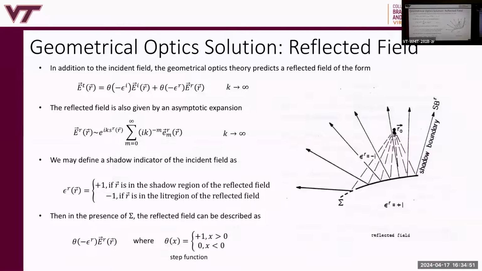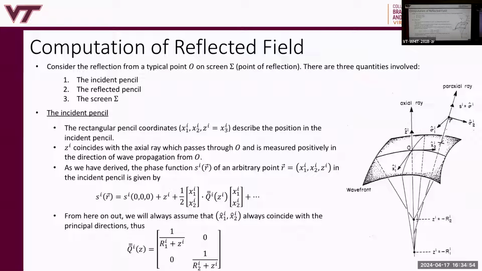Okay, good. Very nice. So now let's compute the reflected field. We know the incident field. Now we're going to compute the reflected field. All right, great. So consider the reflection from a typical point O on screen sigma. We'll call that the point of reflection. Here's point O, or that's a wavefront rather, sorry. The sigma refers to the scatterer. There are three quantities involved here that we have to define. The incident pencil, the reflected pencil, and the screen sigma, okay? We've done some of this already. So for the incident pencil, we're going to introduce the rectangular pencil coordinates, x1 I, x2 I, zI equal to x3 I, to describe the position in the incident pencil.